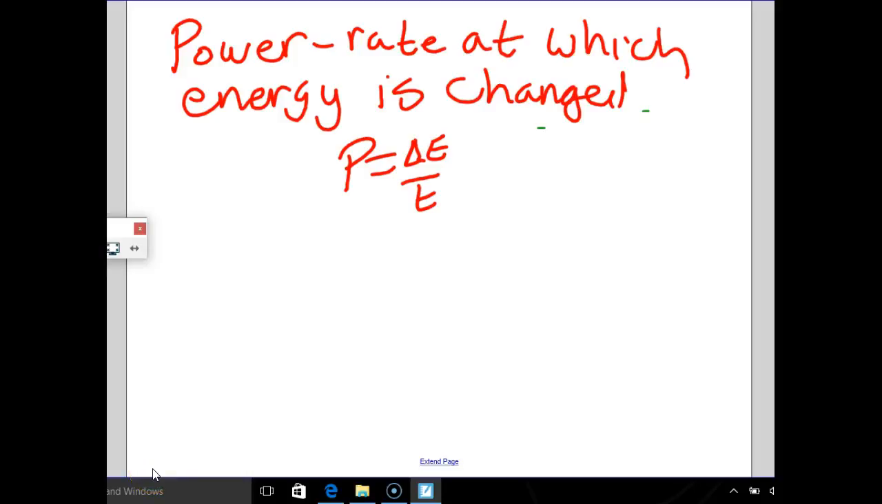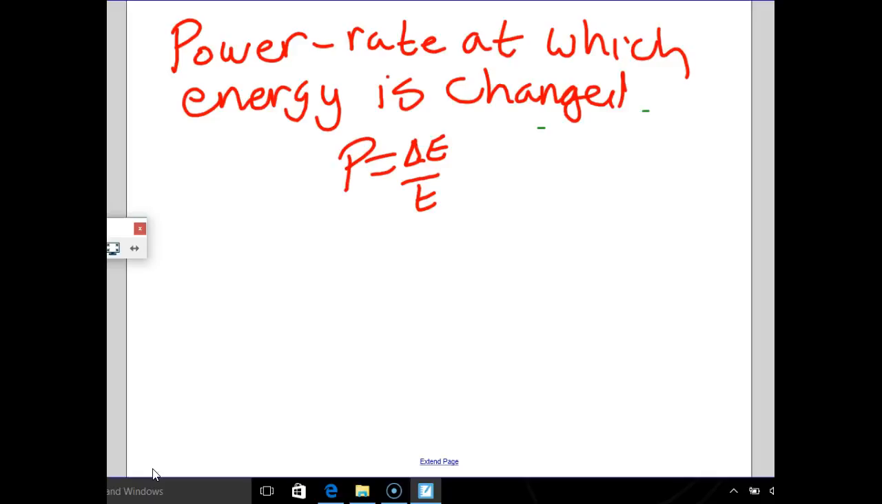Alright, so in the last chapter we covered power, but now we're looking at power as it applies to energy in general, not just in electrical circuits. So power is defined as a rate at which energy is changed, and the equation for it, as you can see up there, is P, power, equals the change in energy over time.